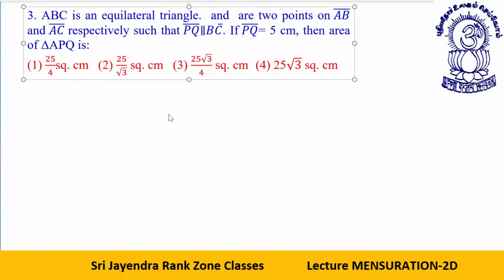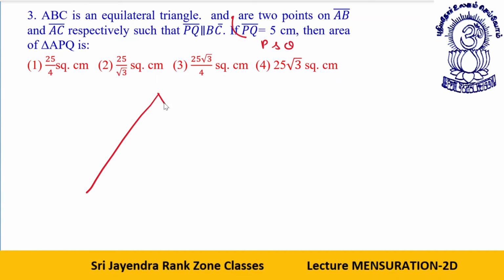ABC is an equilateral triangle and P and Q are 2 points on AB and AC respectively, such that PQ is parallel to BC. If PQ is equal to 5, then the area of triangle APQ is, see dear student, this is a good question. You have a triangle ABC. This is an equilateral triangle, okay? We don't know the side of this triangle. This angle is 60 degree. This angle is 60 degree. This angle is 60 degree.